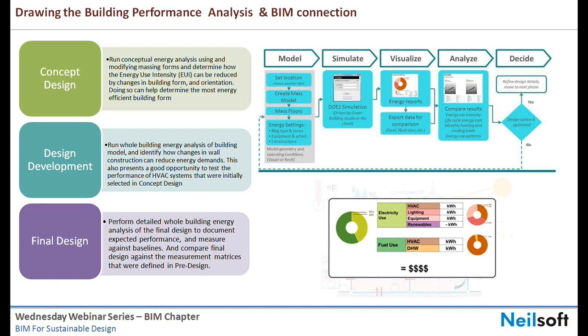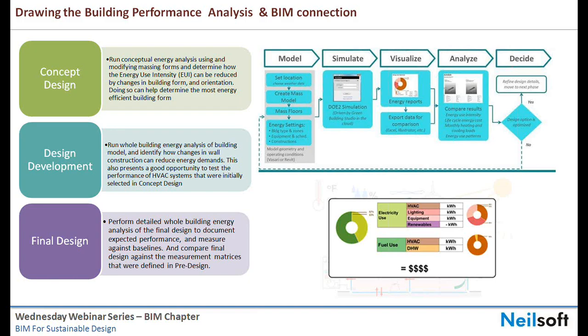And we can also check the various other design options from which energy use intensity, or EUI, can be reduced, like changes in the form of the building and orientation. From all this, we can determine the most energy efficient building form. In the design development stage, we can run the whole building energy analysis of a building model and identify how changes in wall construction can reduce energy demands. Also, it presents a good opportunity to test the performance of HVAC systems that were initially selected in the concept design stage.